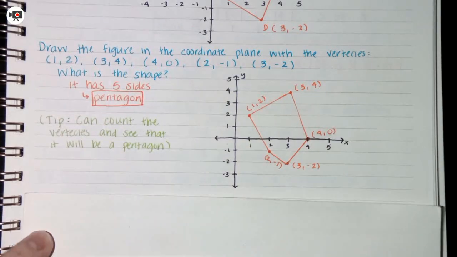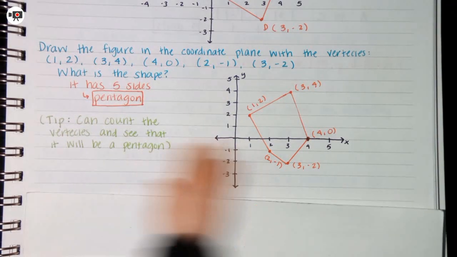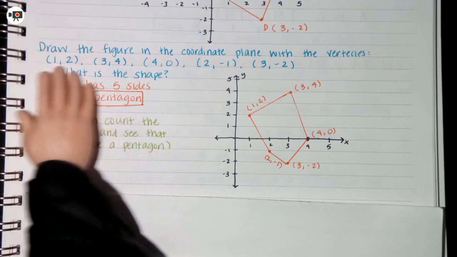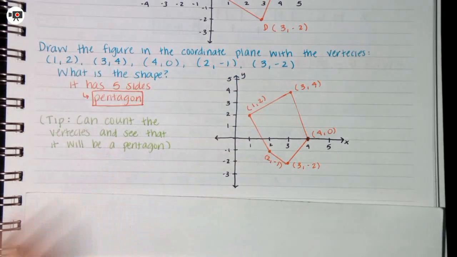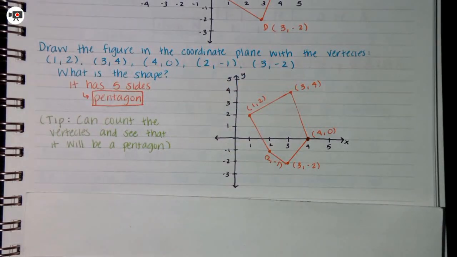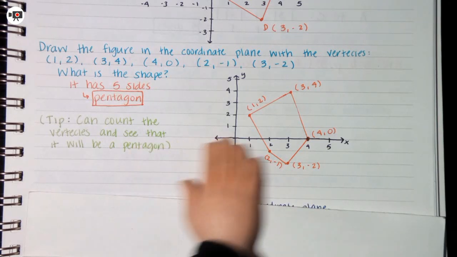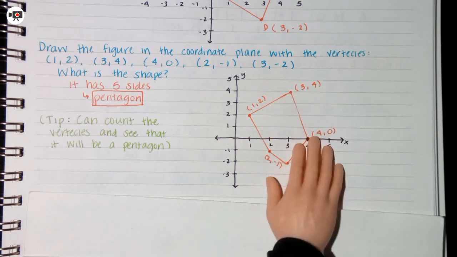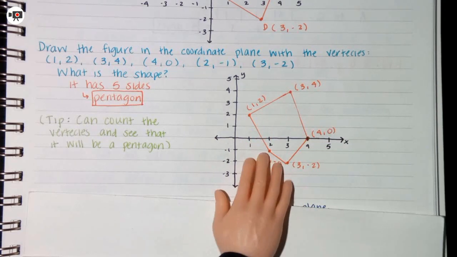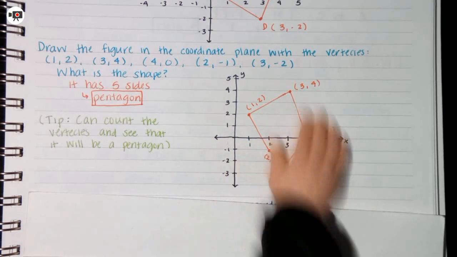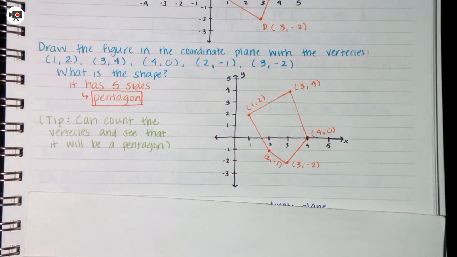So when I put these on the coordinate plane, I didn't include the left side of the coordinate plane because I didn't have any negative x's. So I knew I didn't need that. If you are unsure, you can always make a standard size coordinate plane, and then you can extend it when needed. So when I put 1, 2, 3, 4, 4, 0, 2, -1, and 3, -2, and then connect them, I can see it kind of looks like an upside-down house, which is a pentagon.